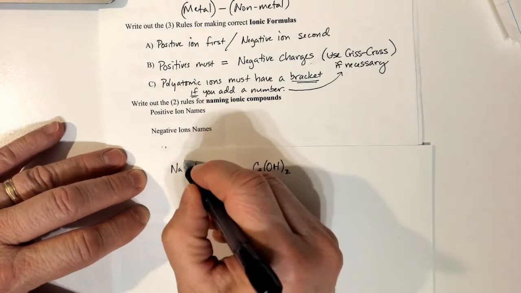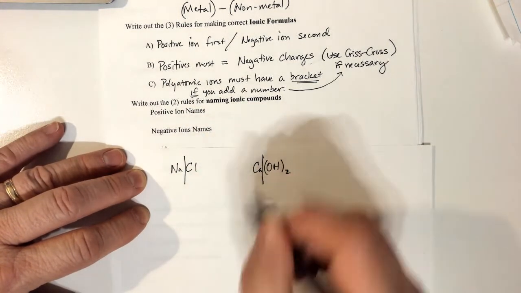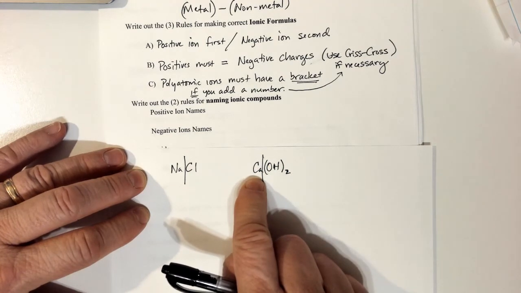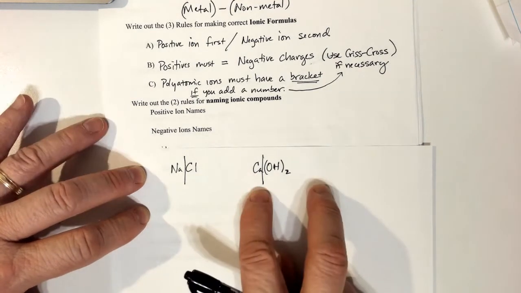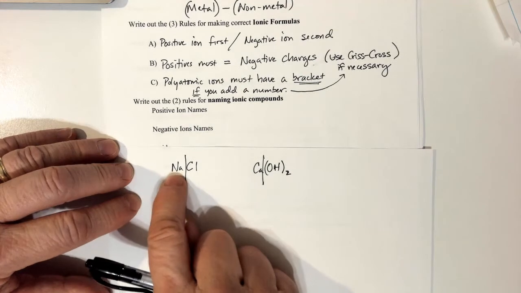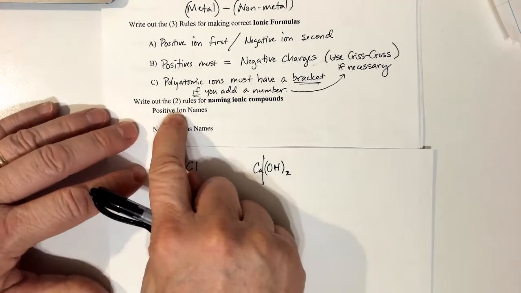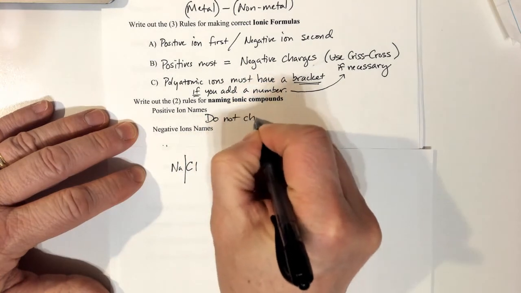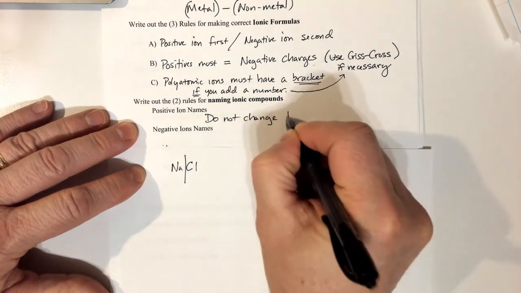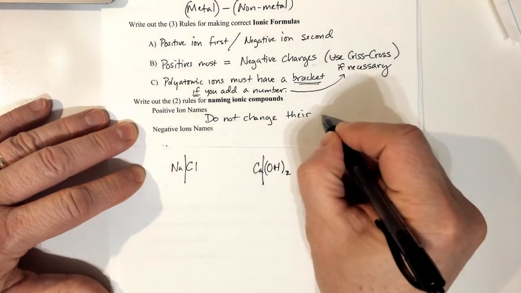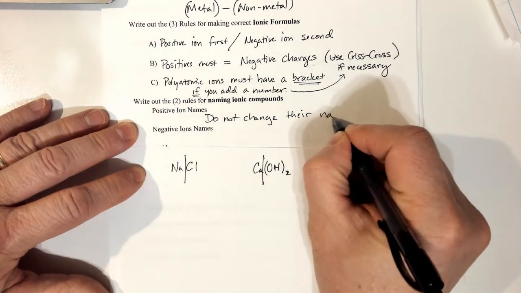Well, you basically cut them in half. If you cut after the very first element, 99% of the time that is correct, okay? And then you just name the two halves. Everything pretty much has two names. And so the positive ion comes first, but positive ions do not change their name. What I mean by that is they use the same name that they have in the periodic table. Do not change their names.